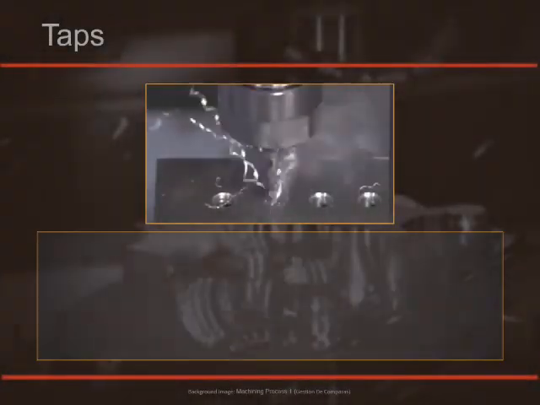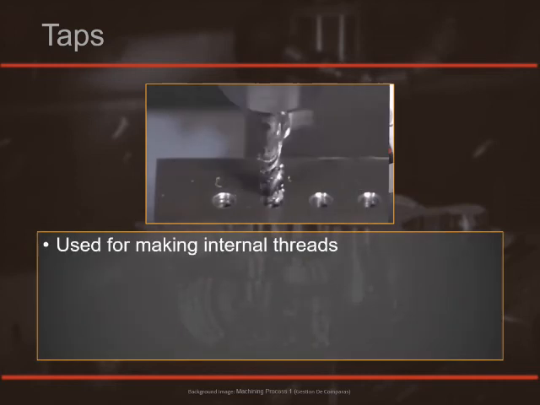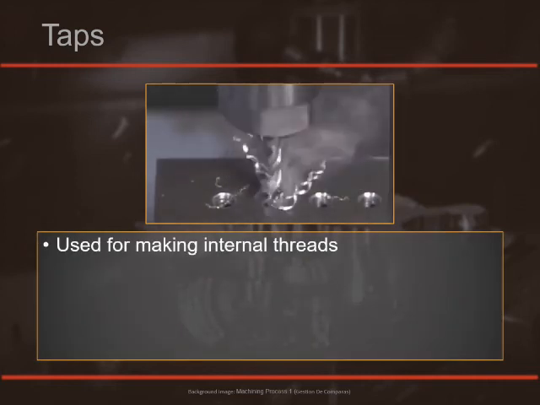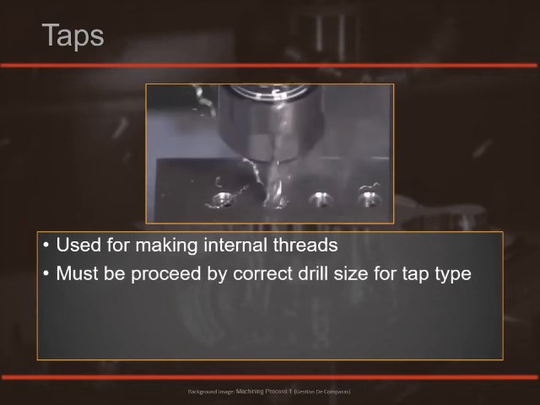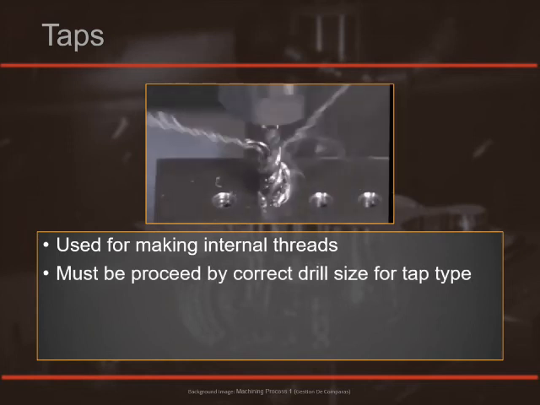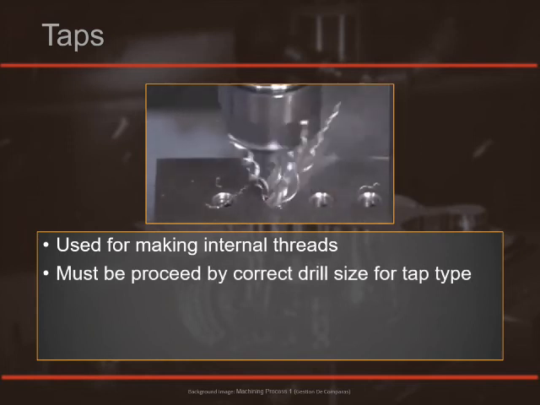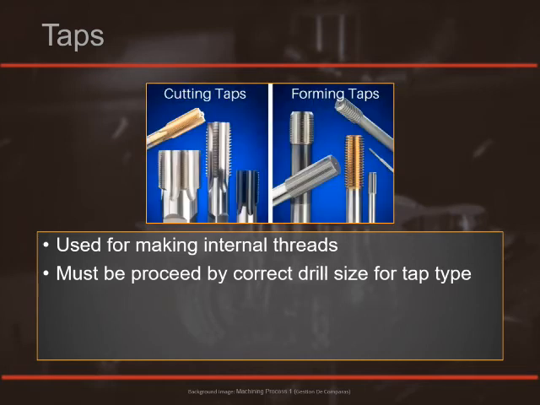Taps. Taps are used for making internal threads. They must be preceded by the correct drill size for the tap type. There are two major types of taps: the cutting tap and the forming tap.